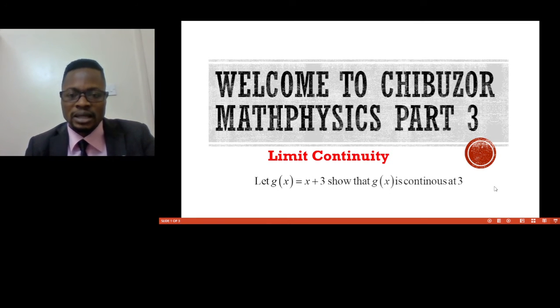They say that let g of x be equal to x plus 3 such that g of x is continuous at 3. So you are to let g of x be this function we are given. The function g of x is x plus 3 such that the function is continuous at 3.